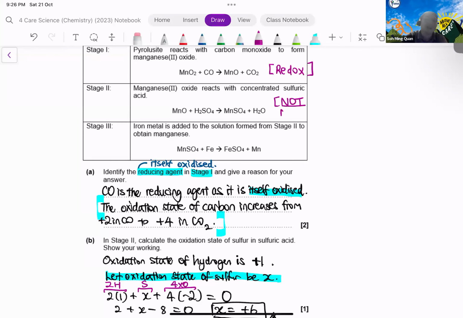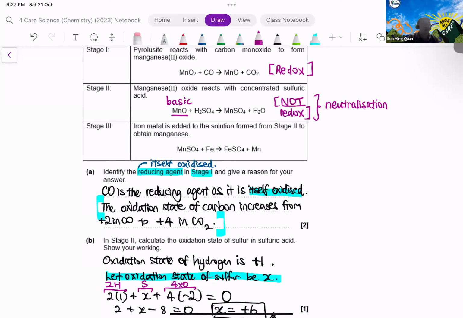Now, how do you know whether something is redox or not? The quick way is to remember what is not redox. An example of a reaction that is not redox is neutralization. And stage 2 is an example of neutralization. It's quite obvious, right? Manganese 2 oxide is basic. It's a metal oxide, so it's basic. Sulfuric acid is acidic, so it's acid plus base, basically. So stage 2 is acid-base neutralization. It's not redox. All right. Another example of a reaction which is not redox is precipitation. Precipitation is not redox as well.